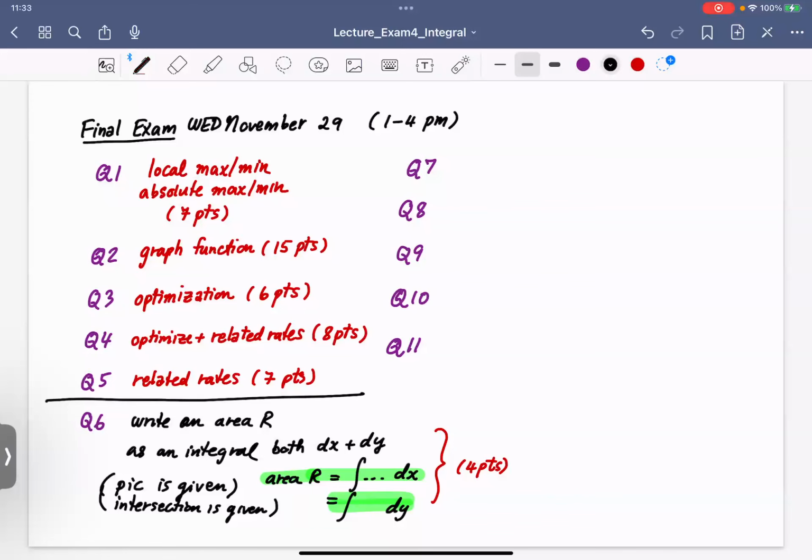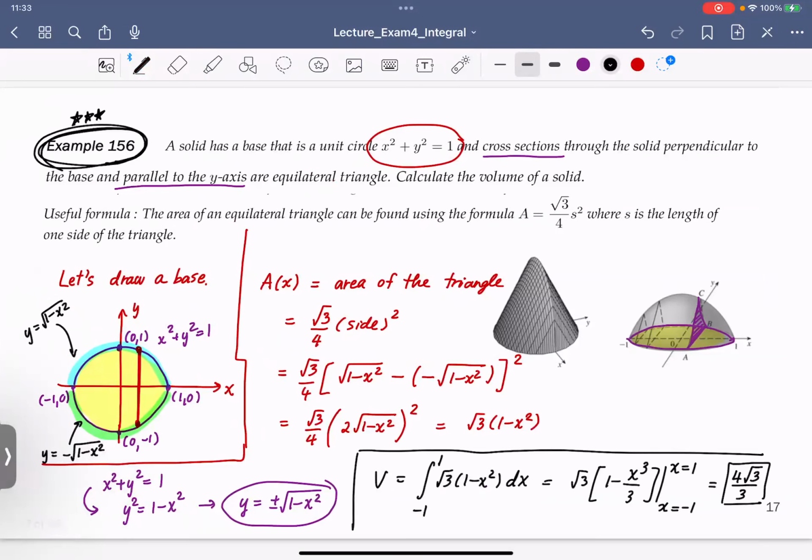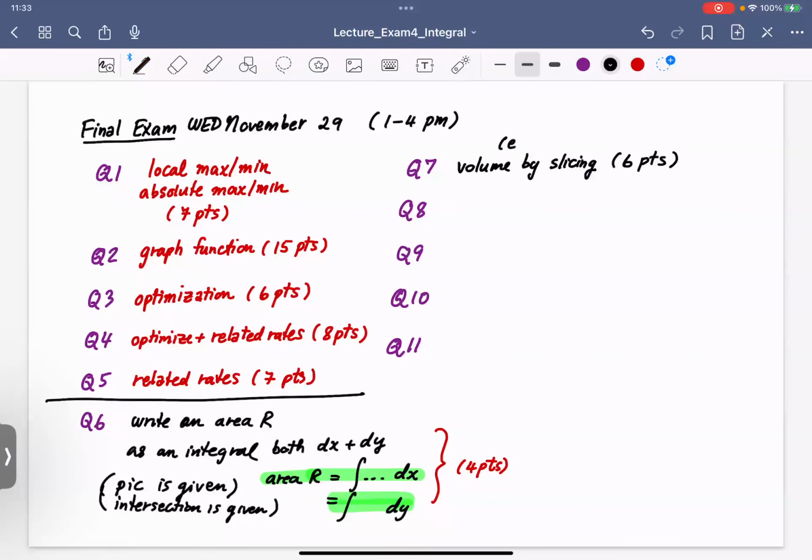Question 7, this is the thing that we just learned, the volume by slicing. This is actually 6 points. The thing that we just learned here is similar to question 7, example 156 here. All right, this is a volume by slicing.